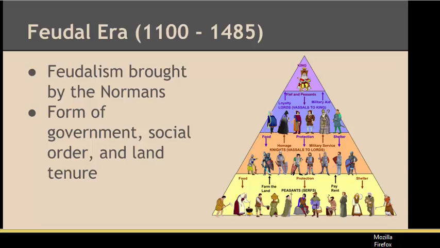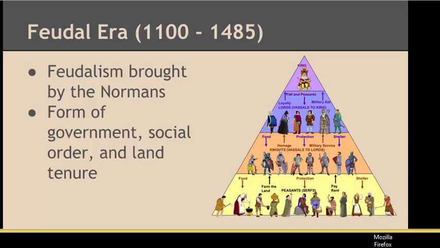If you take a look at the triangle on your screen, you'll see the top of the triangle is the king. So he was in the highest ranking power. Then underneath him were the lords, the vassals to the king. These were people who swore loyalty to the king. They were the upper class, the nobles. Then right underneath the lords would have been the knights. And then underneath them, of course, in the very bottom of the triangle, would have been the peasants.